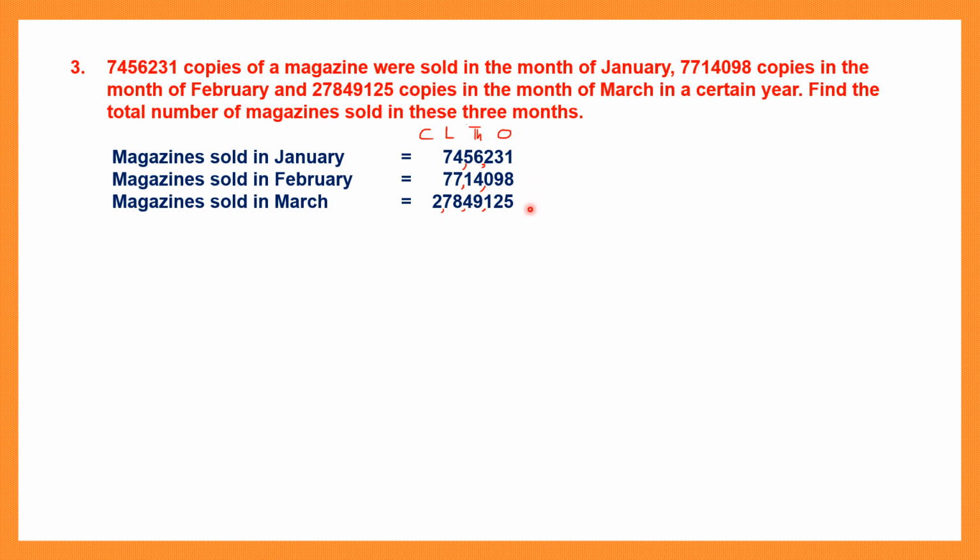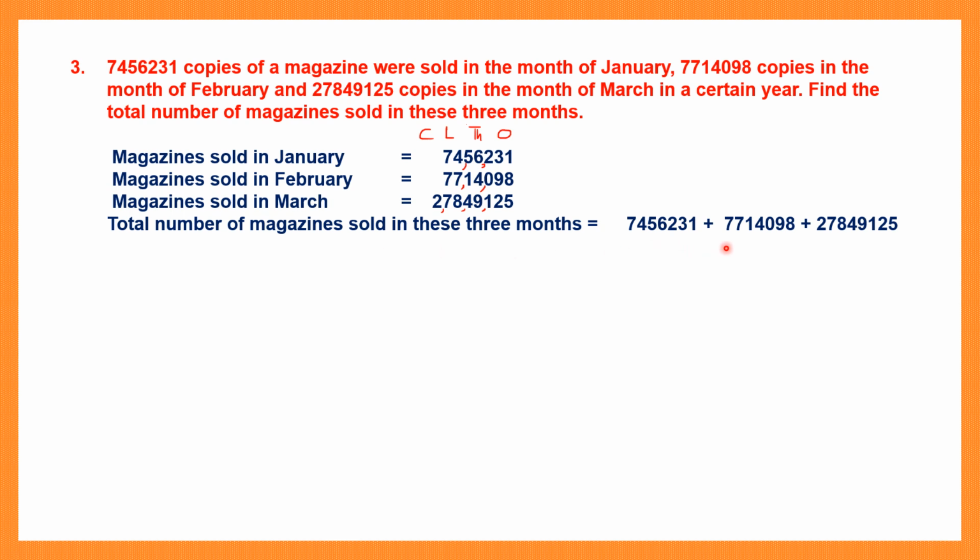Now totally, if we have to find, we need to add up these. So total number of magazines sold will be adding these three. So let's add up these three numbers. So we have a first number, our second number and our third number. So let's add up all three now. So here it is 1 plus 8 is 9, 9 plus 5 is 14. So let's write 4 and carry 1. So since we have a 9 and 1 here, we can say 9 plus 1 is 10, then 10 plus 3 is 13, 13 plus 2 is 15. So we can add up that way by regrouping.